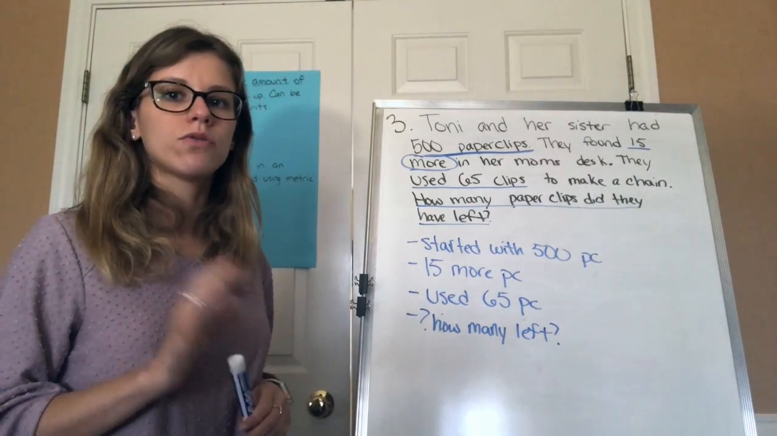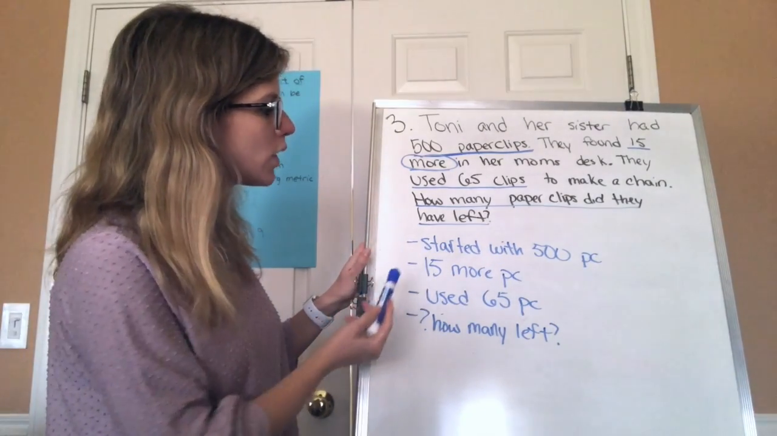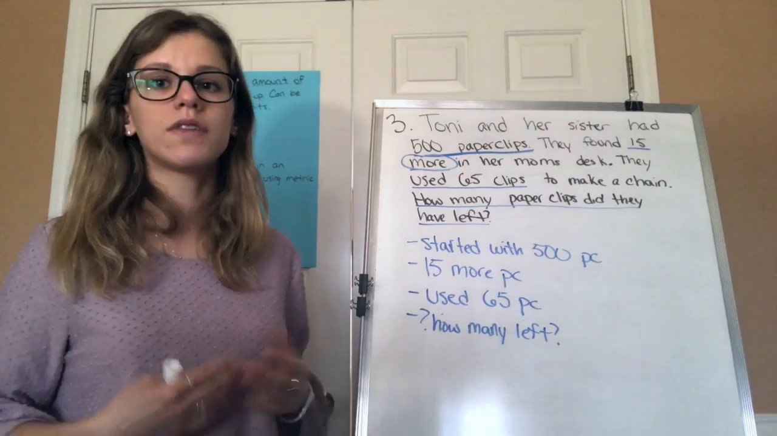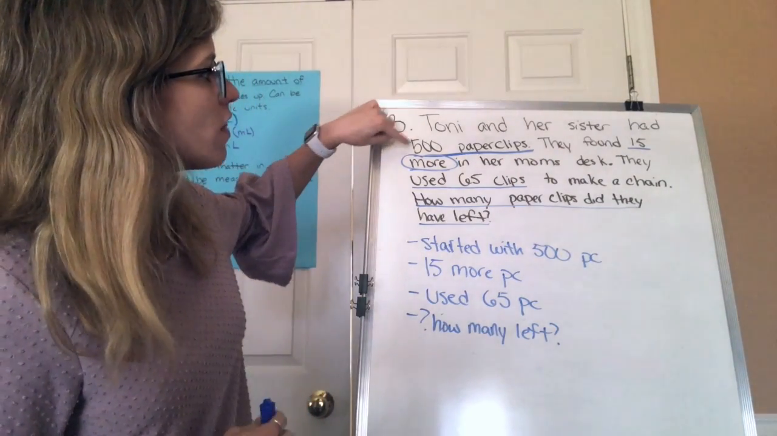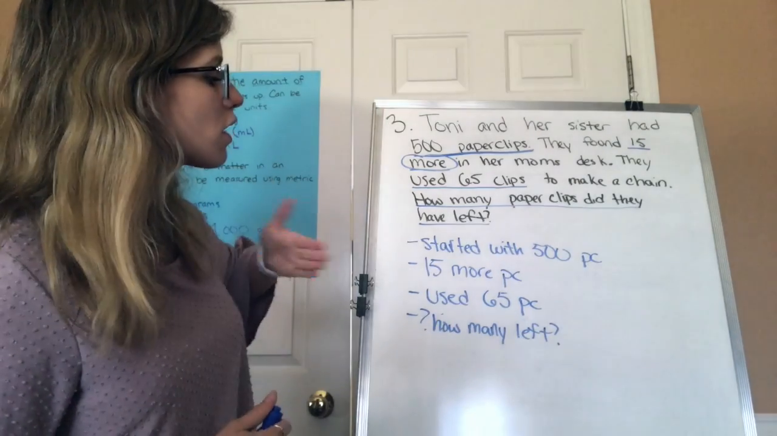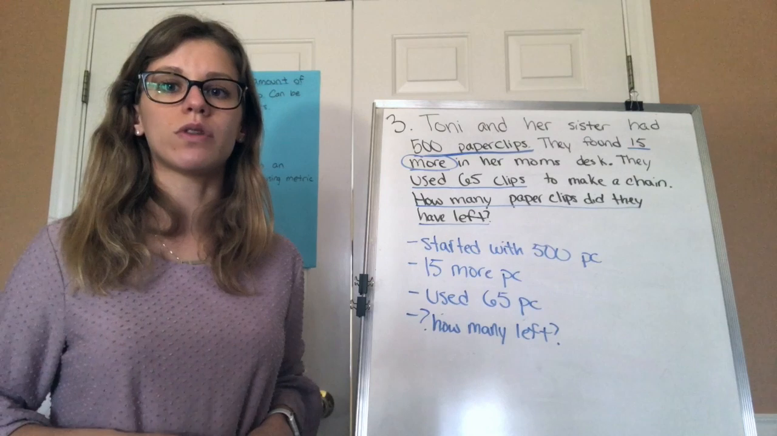What I want you to do right now is pause me and think about what equation I can use to show all of these operations. I see that there's two steps. They found some more and then they used some. Pause me and think about an equation I can use to show this problem.